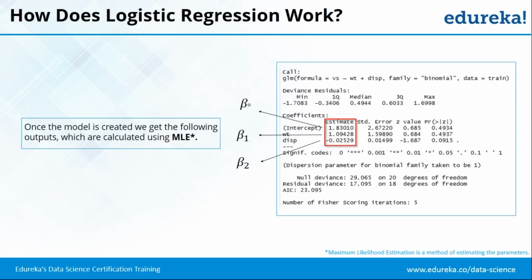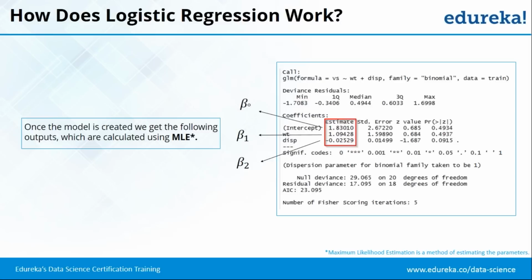So once your model is created, this is what you get when you look for the summary of the model. When you type in summary model, you will get all these values. Now these values are very important, guys. So this is the value that you need to focus on as of now. The first value is the intercept, which is basically the constant value in your equation.